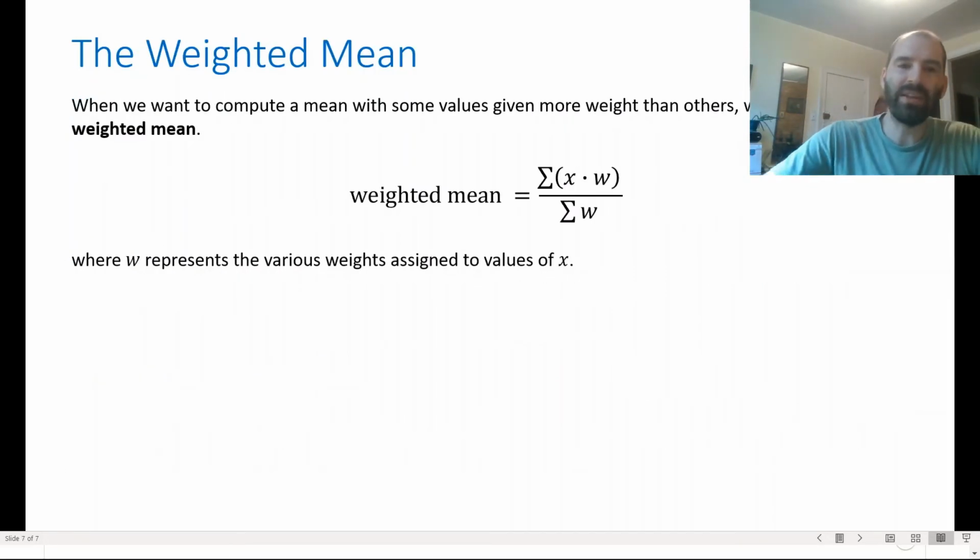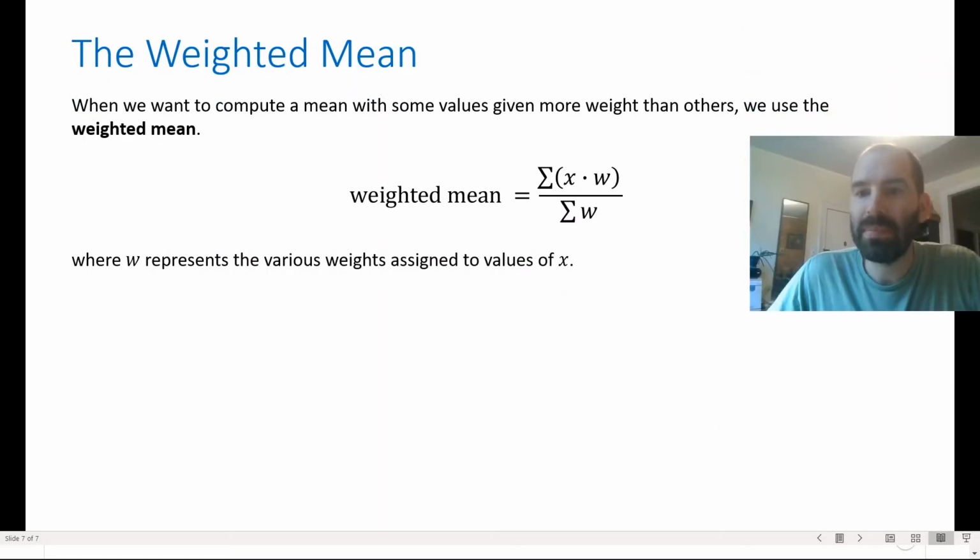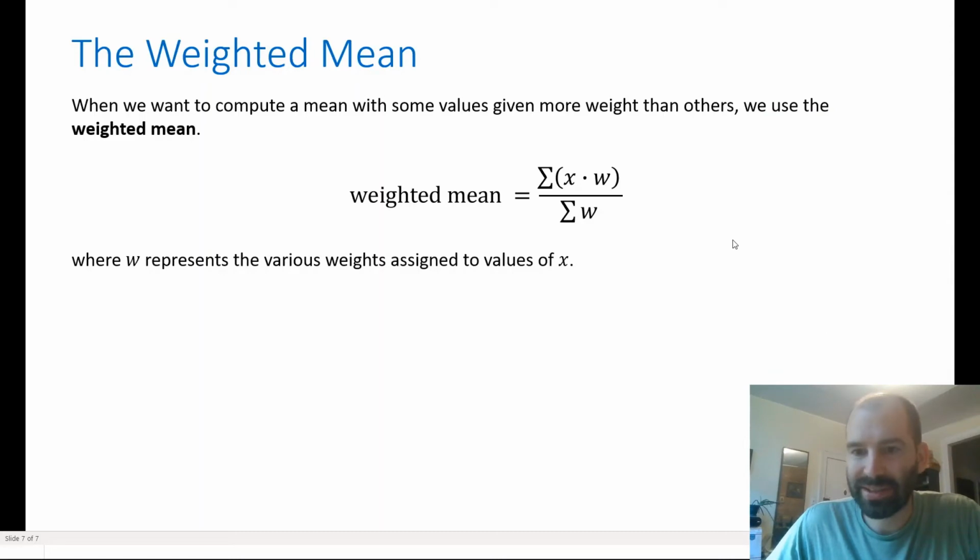All right, and finally, the last topic here is the weighted mean. Now, the weighted mean, we actually already discussed this today. It was the second example that we did. But let's just see how this plays out. Here's a formula for it. The weighted mean is given by the sum of each data value, x, multiplied by its weight. And then we divide by the sum of the weights.